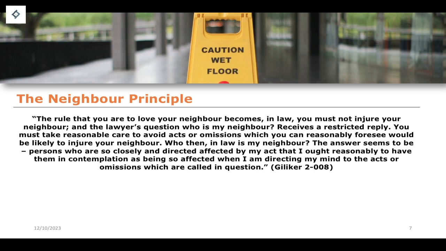Now, what the neighbour principle does is essentially generalise the principle of the duty of care. No longer is the duty of care very specifically limited to this idea of there being contractual relationships. Well, now the duty of care is generalised. It is now a generalised principle to your quote-unquote neighbour.